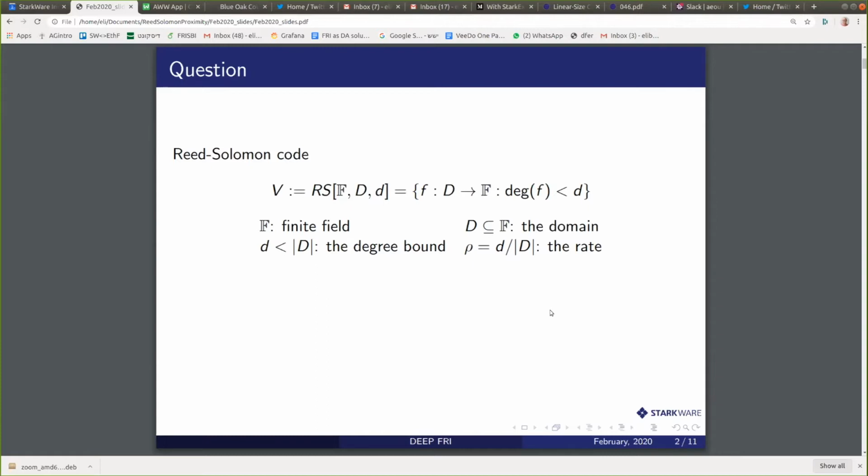me. So the Reed-Solomon code is a linear code. So it's convenient to call it V. Just one second. Nitzan, sorry.